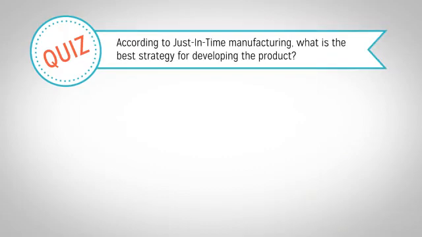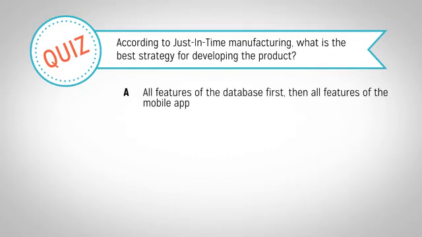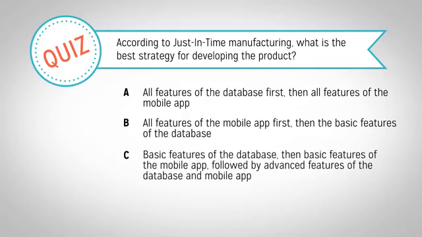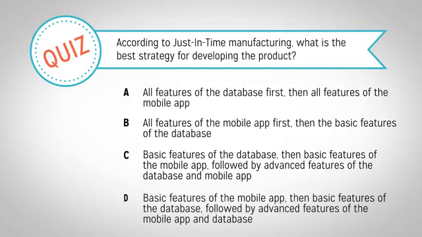You should develop A, all features of the database first, then all features of the mobile app. B, all features of the mobile app first, then the basic features of the database. C, basic features of the database, then basic features of the mobile app, followed by advanced features of the database and mobile app. Or D, basic features of the mobile app, then basic features of the database, followed by advanced features of the mobile app and database.